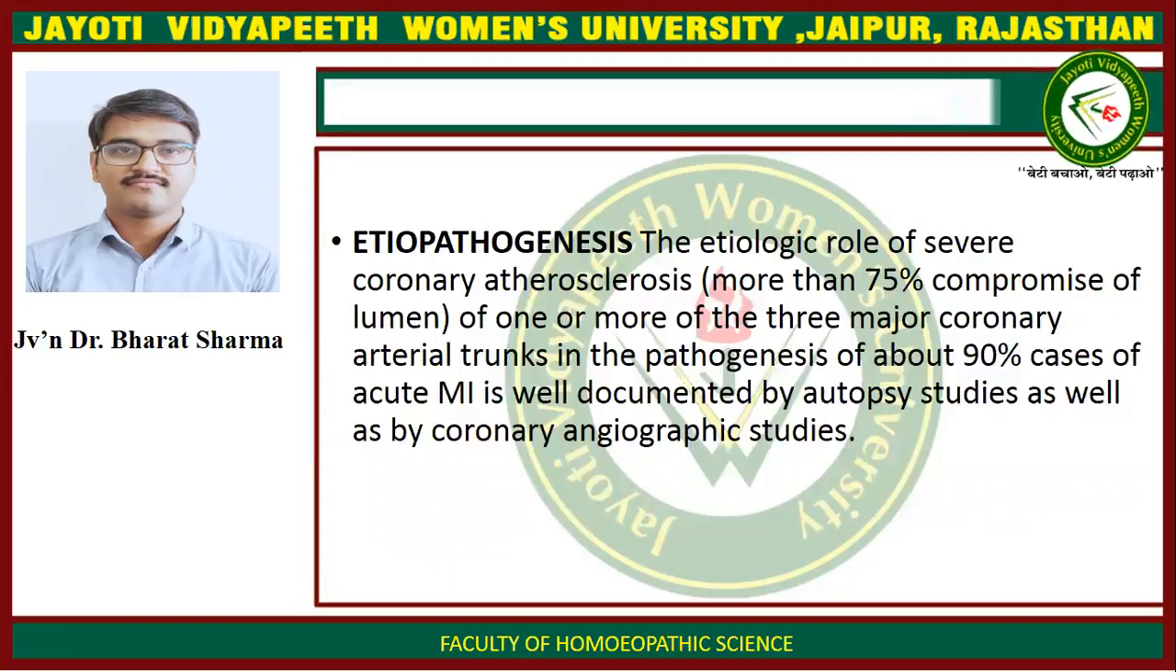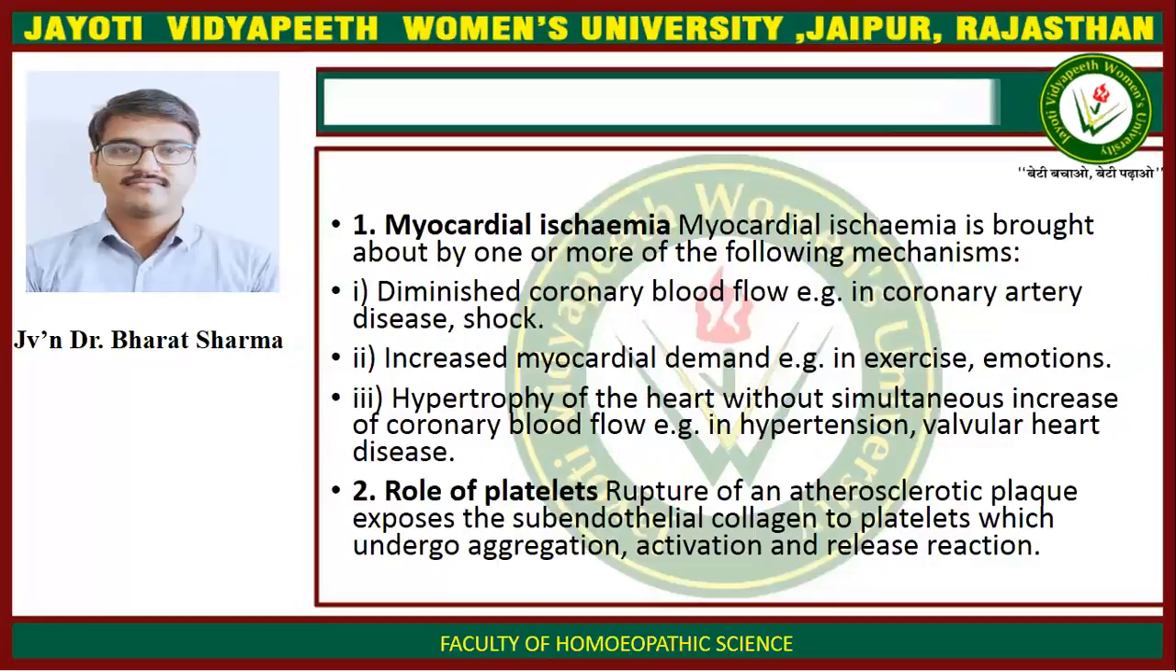Etiopathogenesis. The etiologic role of severe coronary atherosclerosis, with more than 75% compromise of the lumen of one or more of the three major coronary arterial trunks, in the pathogenesis of about 90% of cases of acute myocardial infarction is well documented by autopsy studies as well as by coronary angiographic studies. First is myocardial ischemia.